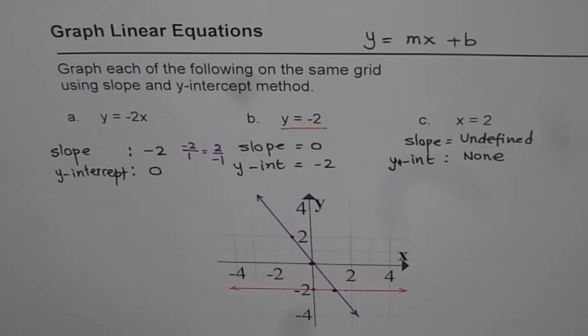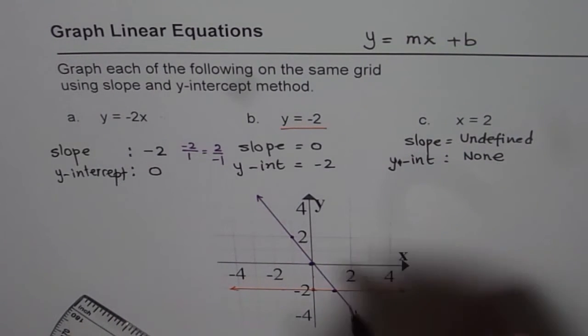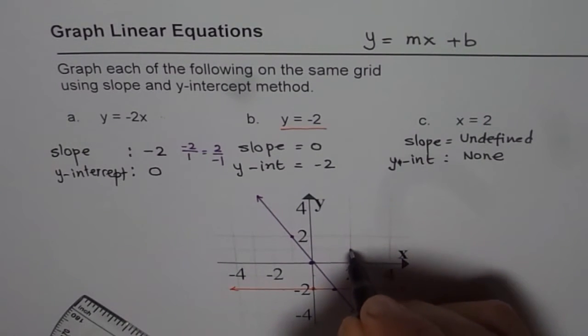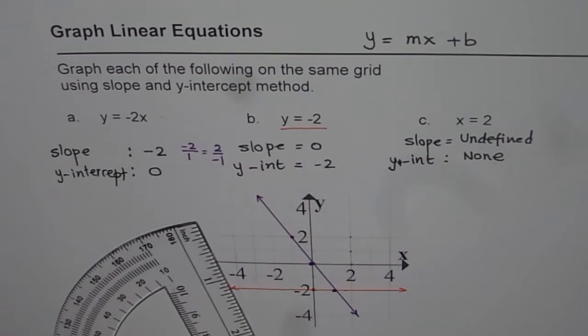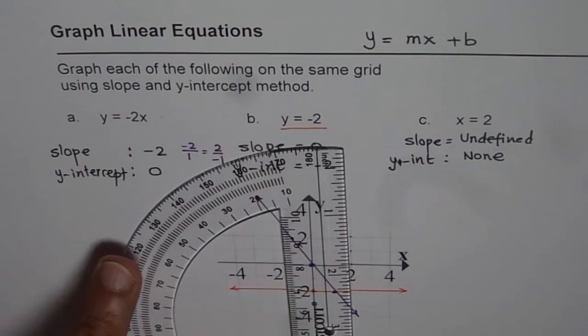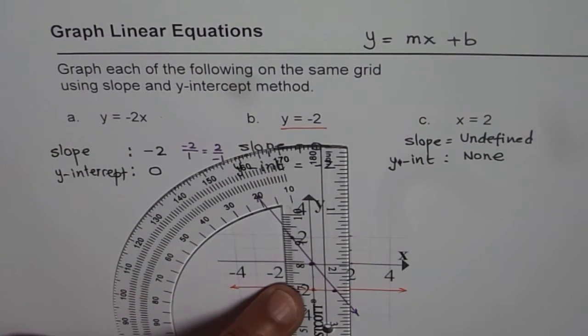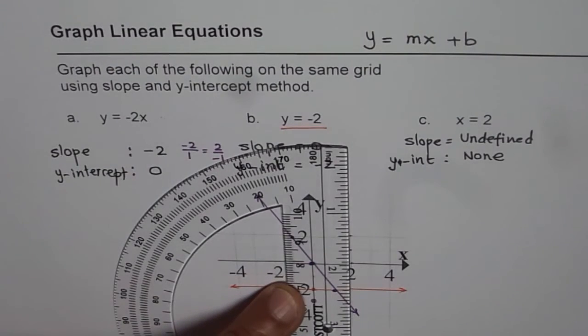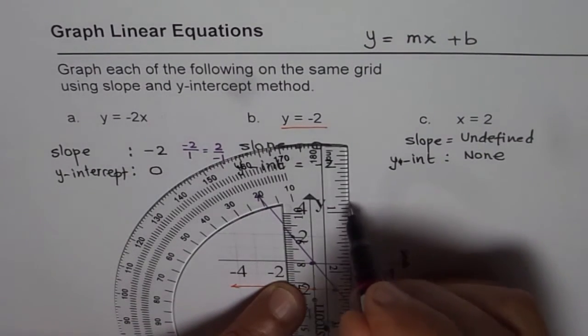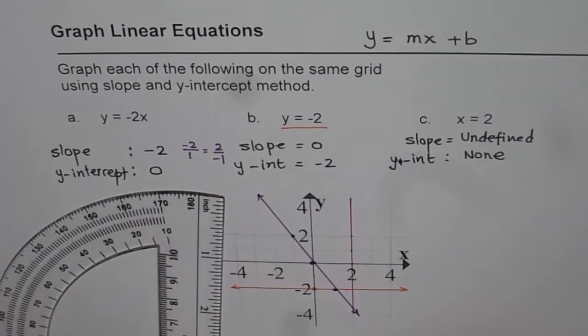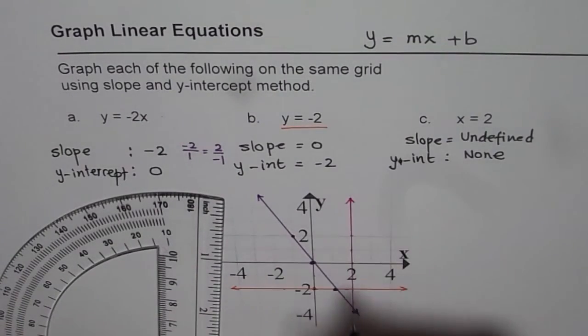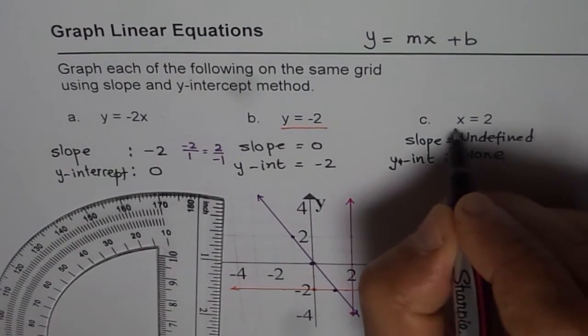Now let's draw x equals 2. x equals 2 is a vertical line where every point has one value of x, and that is 2. So that's a vertical line. So we'll use x equals 2 and draw a vertical line right there. This is it. So that is a vertical line representing x equals 2.